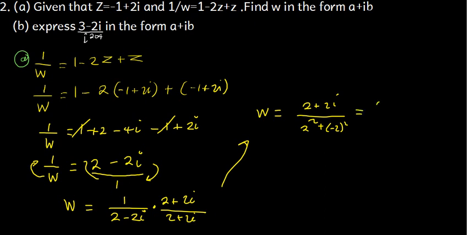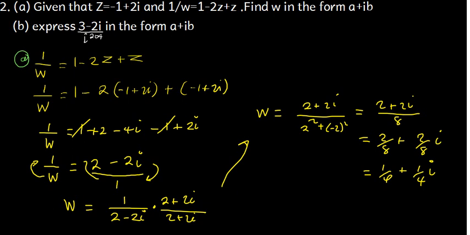So this will give us 2 plus 2i divided by 2 squared, which is 4, and then (-2) squared is also a 4. So that is going to give us 4 plus 4, which is 8. And we can write this as 2 over 8 plus 2 over 8 i, which can also be simplified as 1 over 4 plus 1 over 4 i. So that is the wanted form. Let's consider the second one, b.